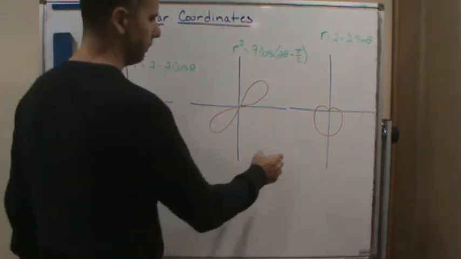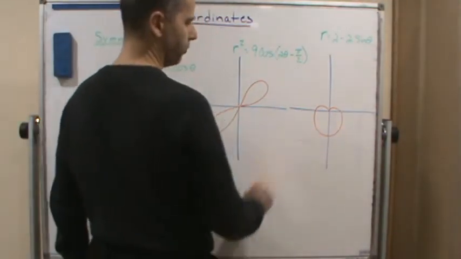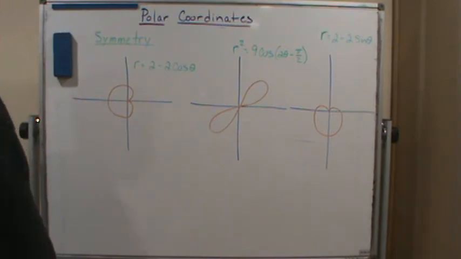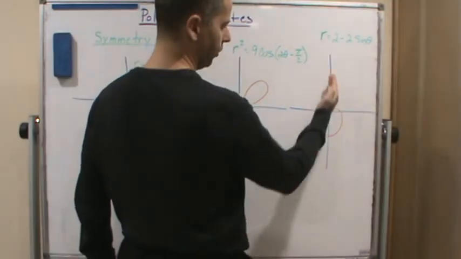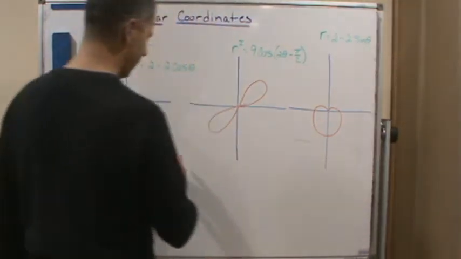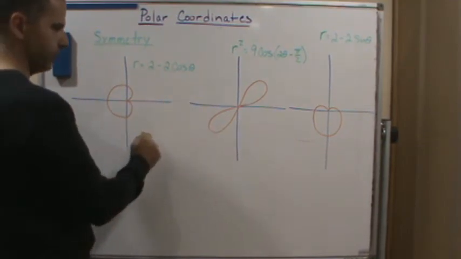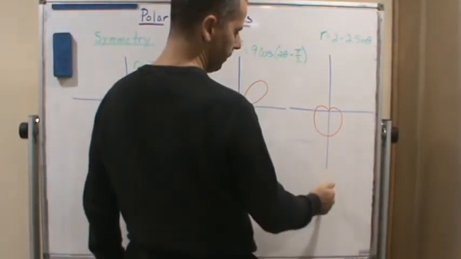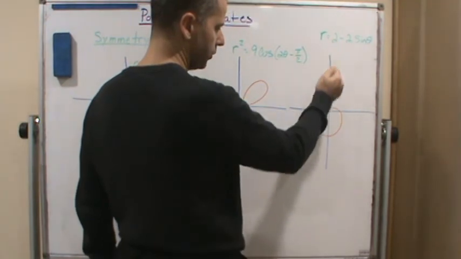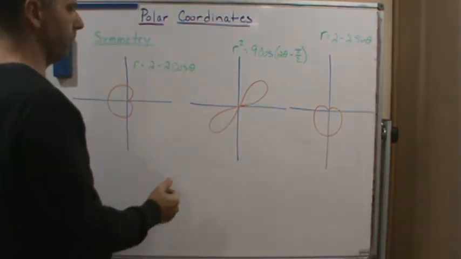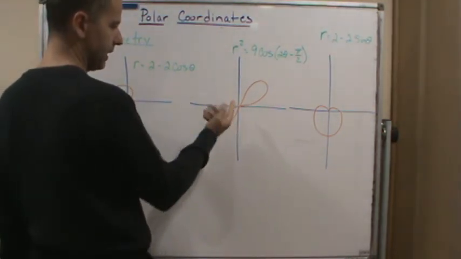And this would be an example of a curve that is symmetric with respect to the line theta equals pi over 2, okay? Which again represents the y-axis, in other words. So the polar axis is the positive x-axis. The line theta equals pi over 2 is the positive y-axis, right? And so the pole is the same as the origin.